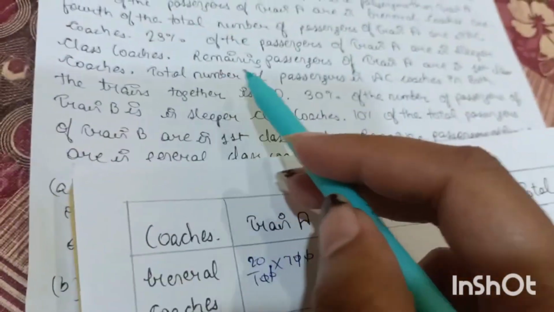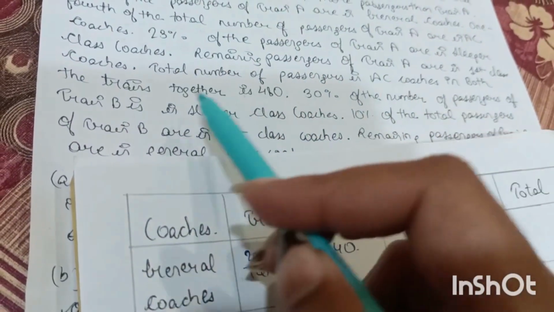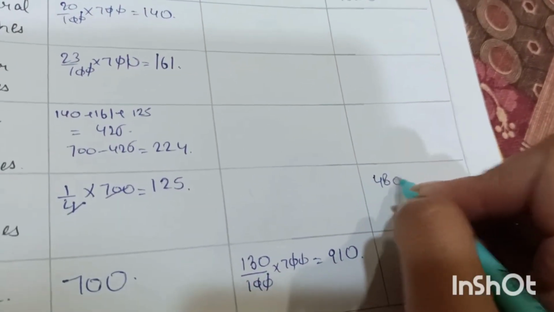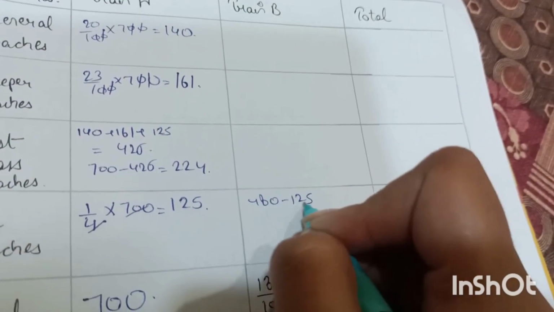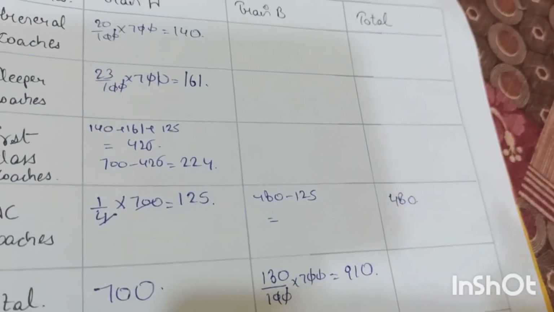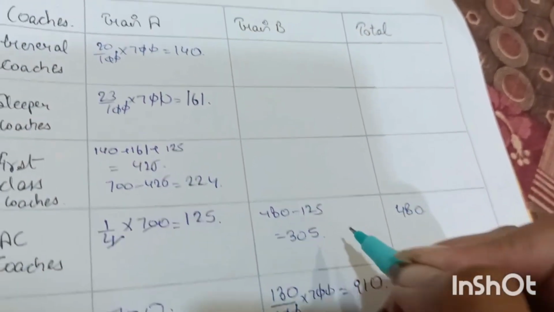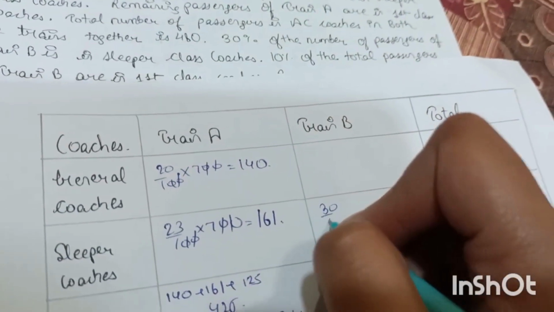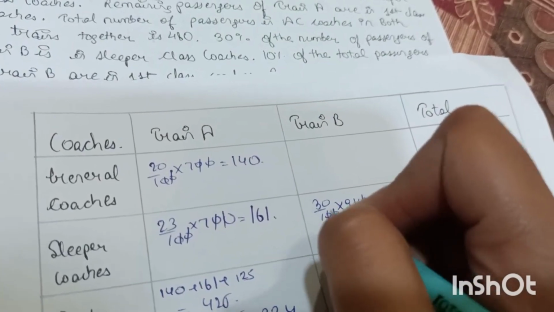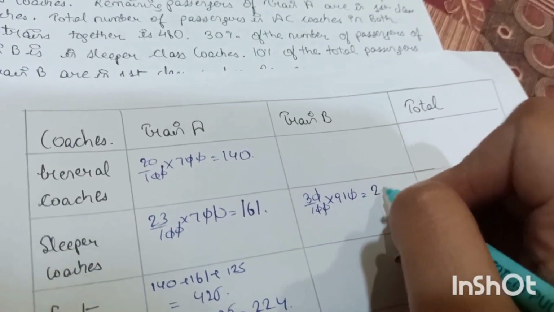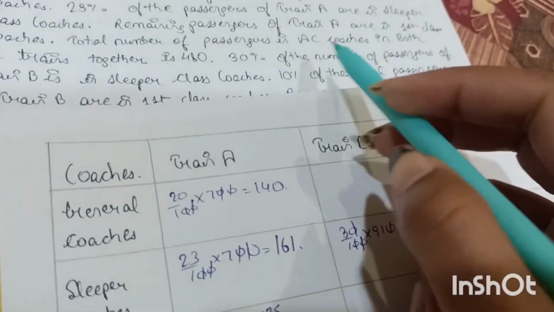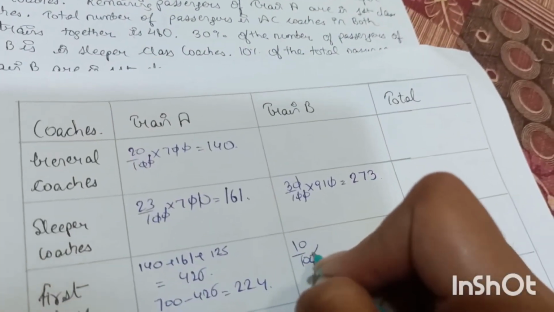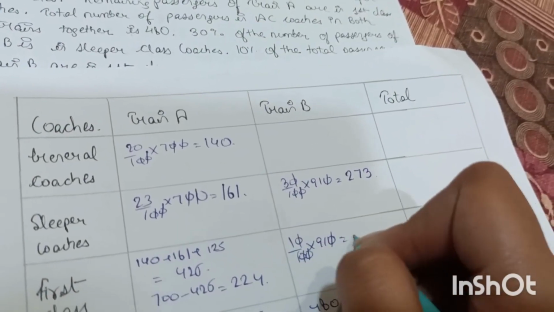Okay, total number of passengers in AC in both the trains are 480. So 480 minus 125, you will get the value as 305. Okay, then 30% of the passengers are in sleeper class. So 30% into 910, you'll get the value as 273. Then 10% of the passengers are in first class. So 10% into 910, you'll get the value as 91.